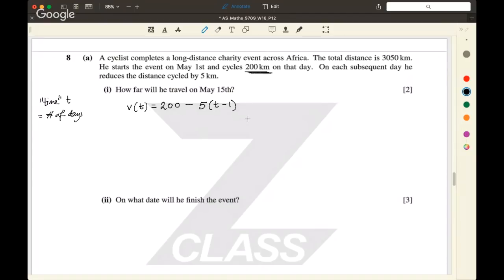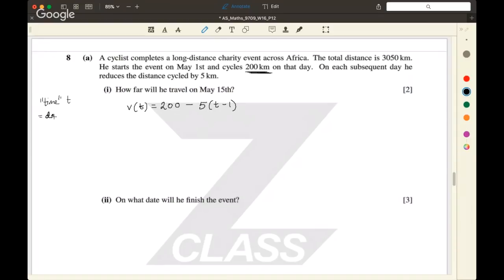Because on the first day, he's traveled a number of days elapsed. So on the first day, he's traveled 200. So we want this thing. In fact, let's call it the date. You could do it in different ways. You could talk about the number of days elapsed since May the 1st, and you're welcome to do it that way. I've chosen to do it this way.